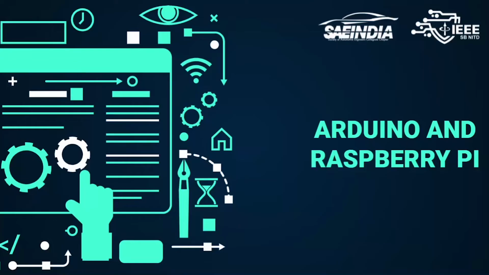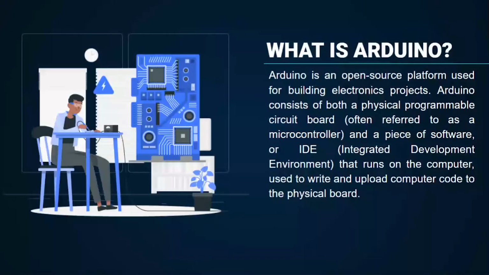So what is Arduino? Arduino is an open source platform used for building electronics projects. It is widely used in IoT and robotics projects. It consists of both a physical programmable circuit board, or simply a board, which is a microcontroller, and a software or IDE. An IDE is an integrated development environment that runs on a computer. So I guess you are quite aware of what an IDE is.